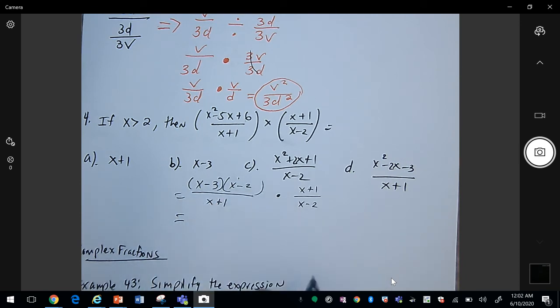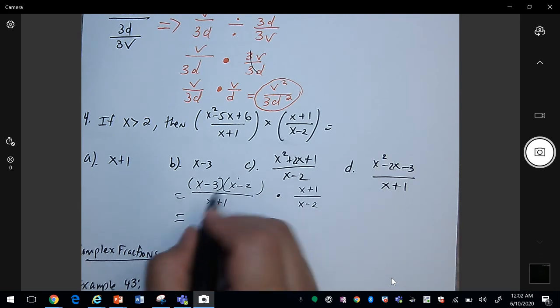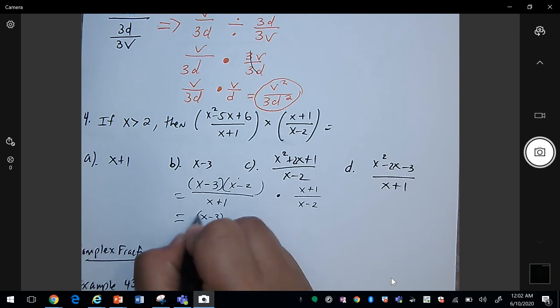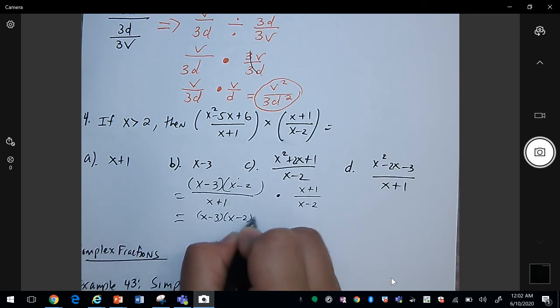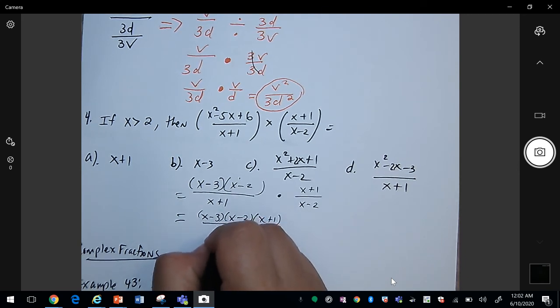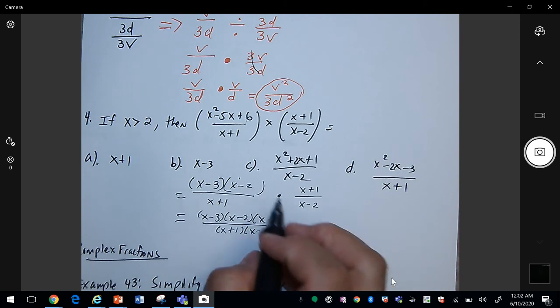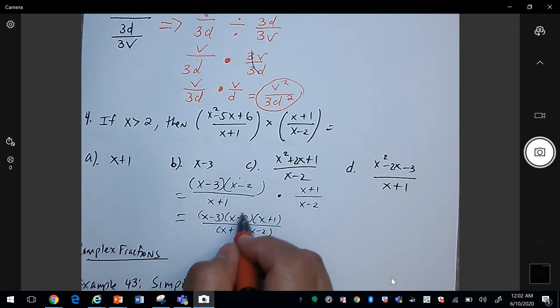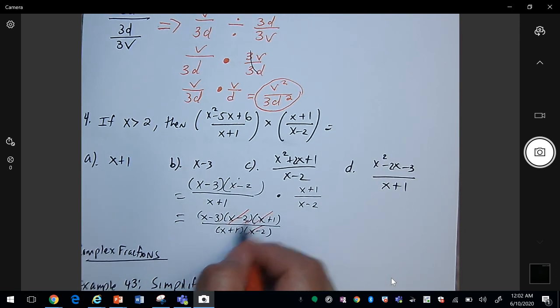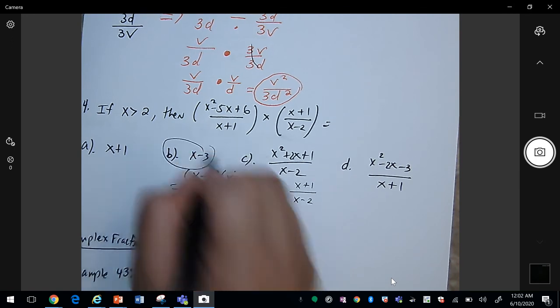So now that we have simplified, we can see if there's anything that will cancel. And if not, we can write it out. So x minus 3 times x minus 2 times x plus 1 divided by x plus 1 times x minus 2. So the x minus 2 will become a 1, so they cancel. And I'm left with x minus 3, which is letter B.